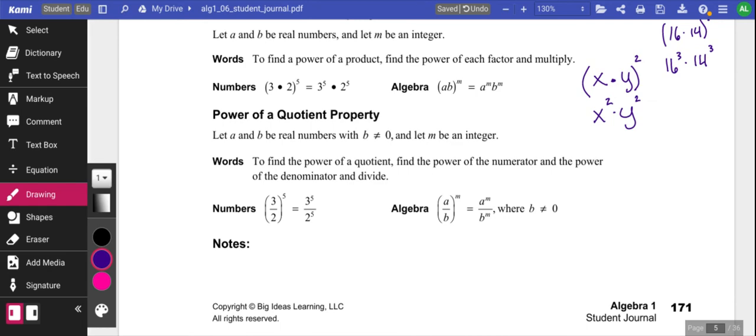Same deal with the quotient property. Let's say I'm just going with x and y again. If you are cubing this whole thing, that's the same thing as saying x cubed over y cubed.